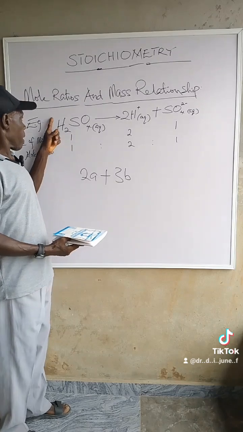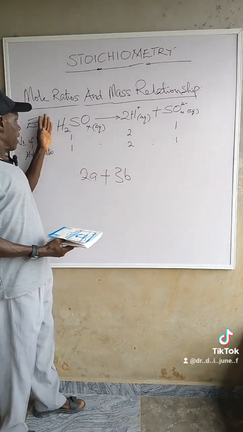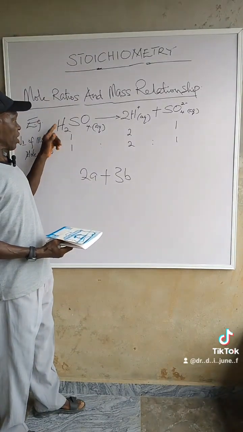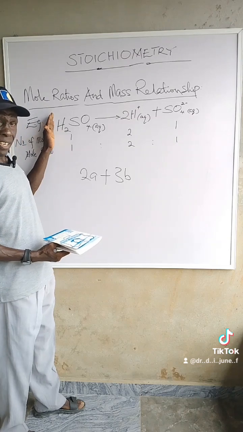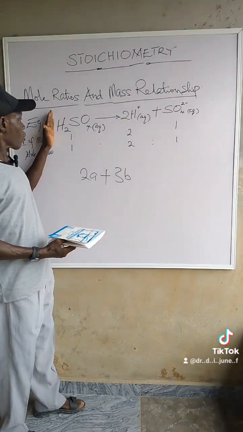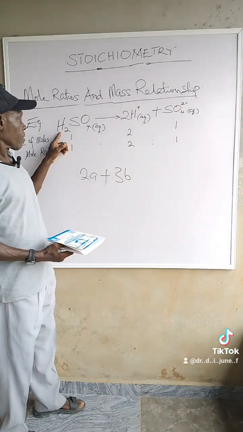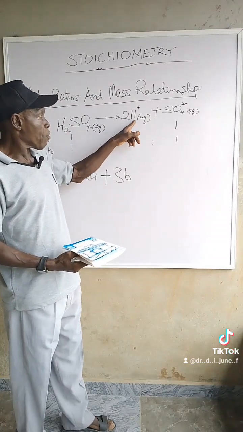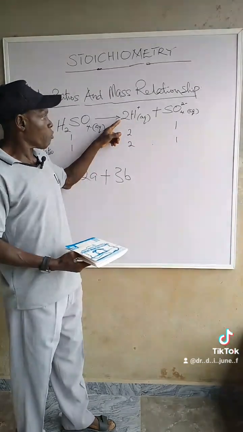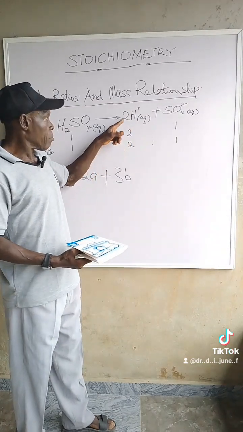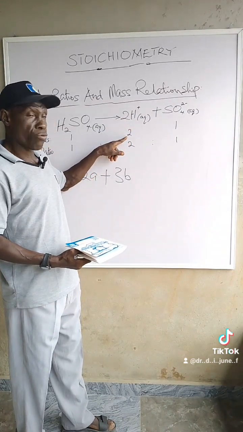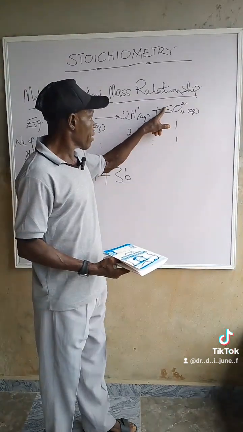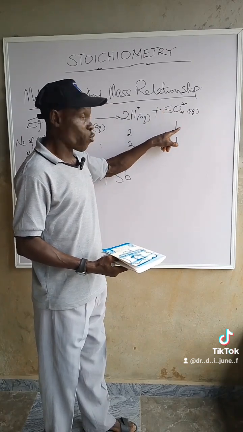Look at it now. This is hydrogen, that is H. There is no other figure here. If there was any figure before this H, that would be the coefficient. Since there is nothing before the H, it is representing 1. Here, for the product hydrogen, we have 2 before the H, so the number of moles is 2. Here, there is nothing before the S, so the number of moles here is 1.